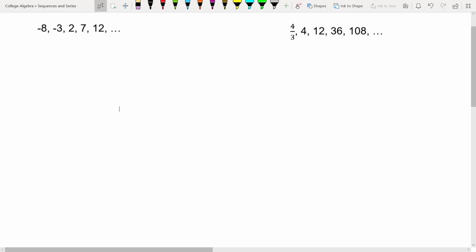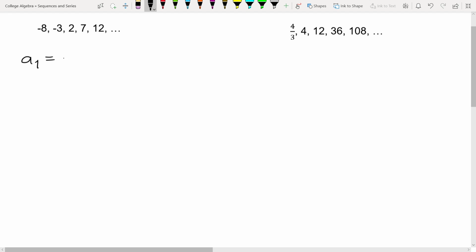Here I have two sequences, and these two sequences are special. Why? To find out why, we're going to need to find the nth term form of a sequence, also called the general term, general form. So let's do that by looking at this first sequence here on the left.